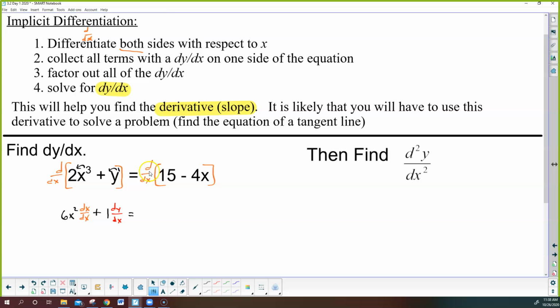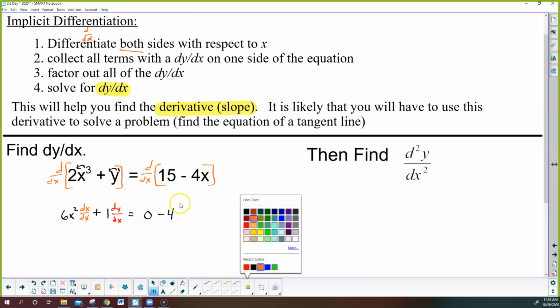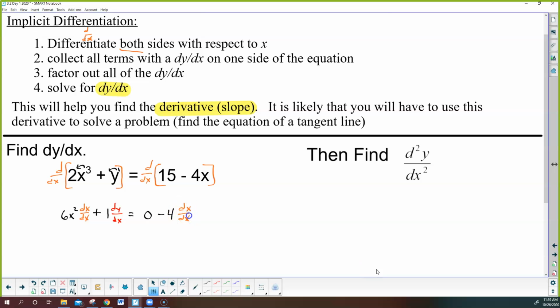Now I'm going to take the derivative of 15. Well, that's just 0. You don't have to write that. And the derivative of 4x is 4 dx/dx. So notice, when I'm taking the derivative of something with an x, it's a dx/dx. When I'm taking the derivative of something with a y, it's dy/dx.